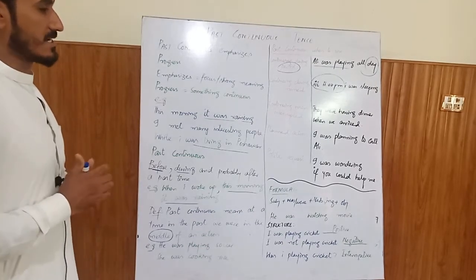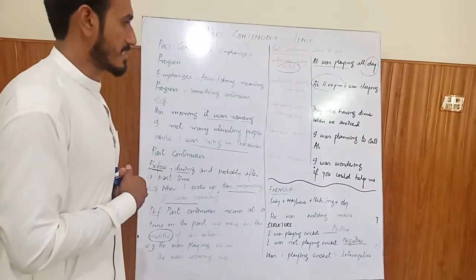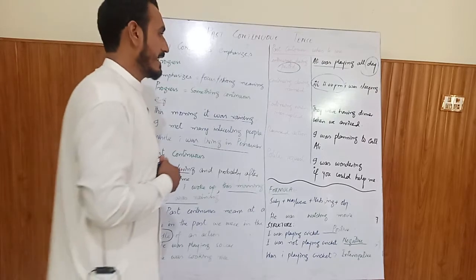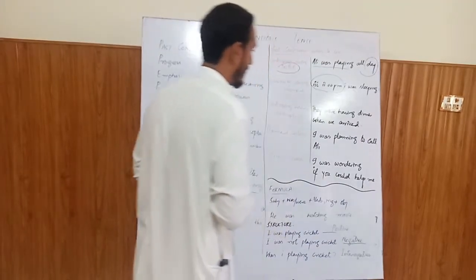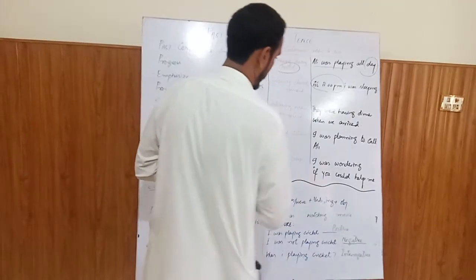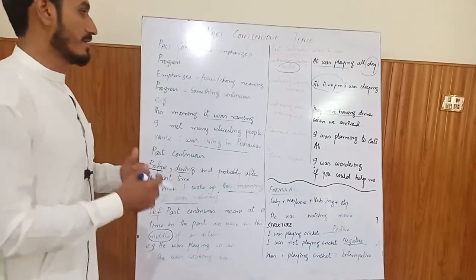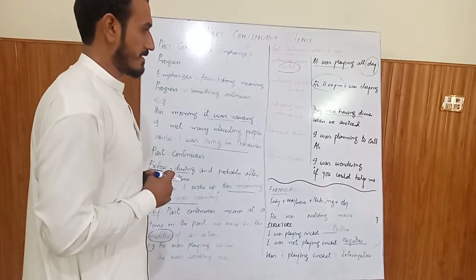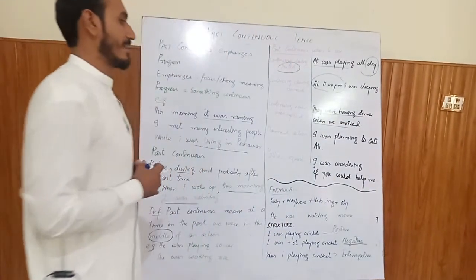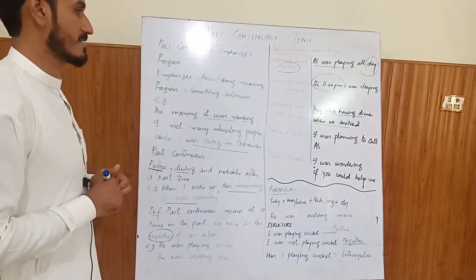Continuing when interrupted. For interrupted actions we are using past continuous tense. They were having dinner when we arrived. When we arrived. So this is an interrupted action. They were having dinner. So their dinner was in progress. Their dinner was in progress when we arrived. So this is interrupted when we arrived. So for the interrupted actions we are using past continuous tense.